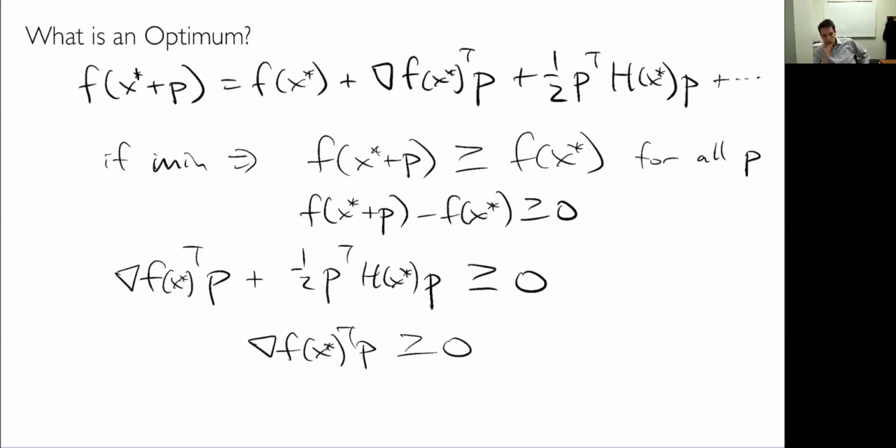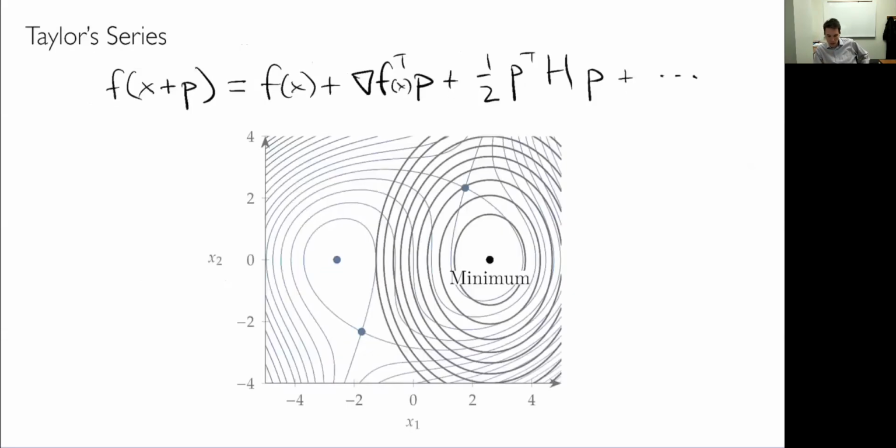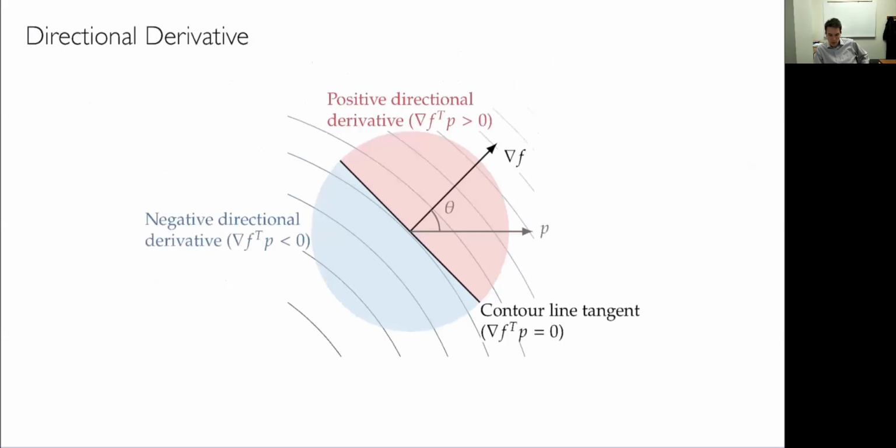But remember, this has to be true for any p. So let's go back, look at this figure, for example. Here's the gradient. I'm at my optimal point. It's going to have some gradient for whatever direction it happens to be. I need the gradient dotted into p to be positive for any p. But that clearly can't be true. Because I'm free to choose any p, so I could choose a p over here. I could choose a p over here that's going to be negative. So that dot product is negative.